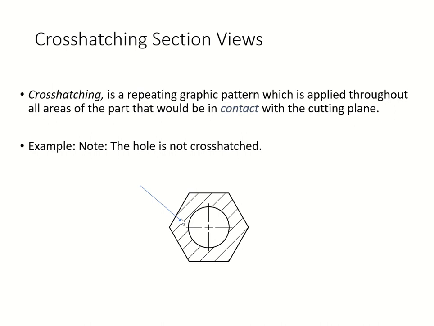Make sure that you cross-hatch along your cutting plane line, all the area that got exposed to the view. So here there's a hole, but that hole is not cross-hatched. It's because it is a hole, there's no area, it just goes all the way through your object in this case.